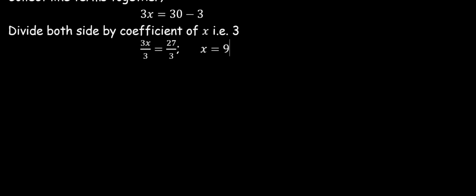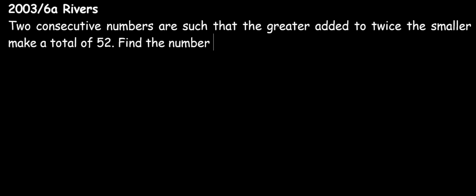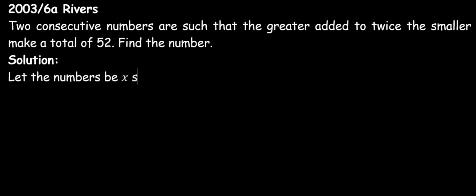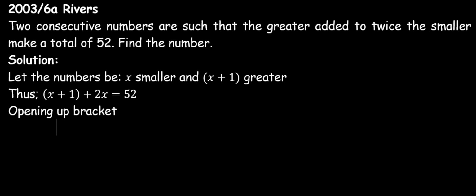Another example. 2 consecutive numbers are such that the greater added to twice the smaller make a total of 52. Find the numbers. Solution. Let the numbers be x, which is the smaller, and x plus 1, which is the greater. Thus, from the statement, (x plus 1) plus 2x will be equal to 52. Open up the bracket, we have x plus 1 plus 2x equals 52.